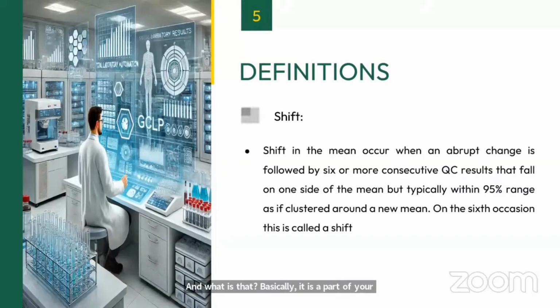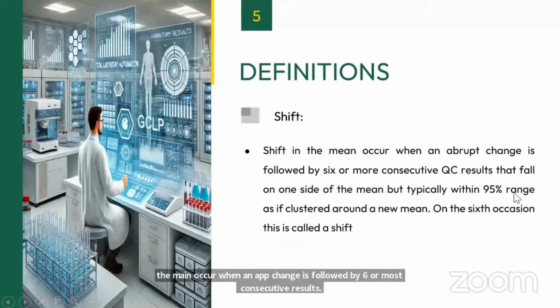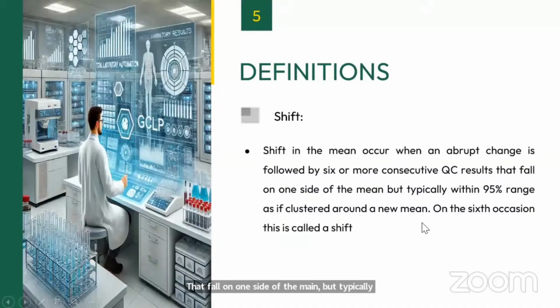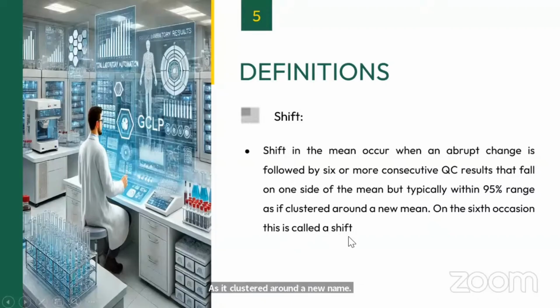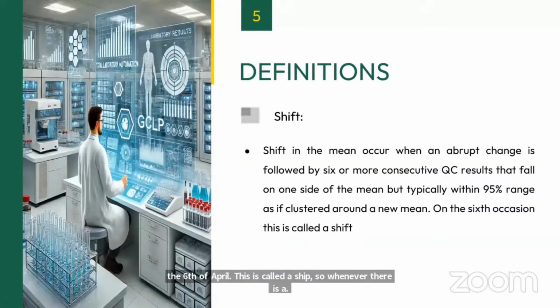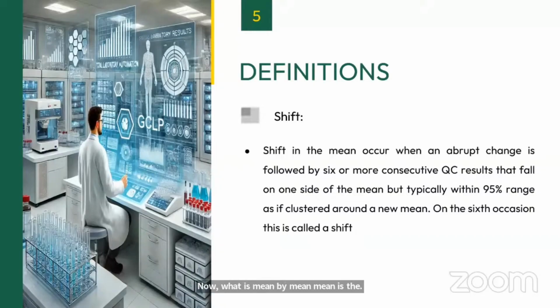Then the next terminology is shift. A shift in the mean occurs when an abrupt change is followed by 6 or more consecutive QC results that fall on one side of the mean, but typically within the 95% range, as if clustered around a new mean. On the 6th occasion, this is called a shift. So whenever there is a change in the mean, now what is meant by mean? Mean is the average of your quality control results.